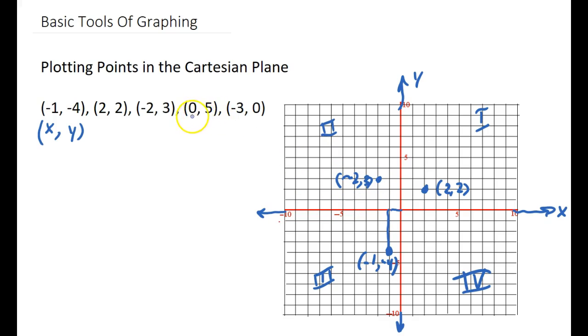0, 5, so this means I'm not going anywhere on the x-axis. That means I'm stuck on the y-axis. There's my point 0, 5. And finally, -3, 0. I'm not going anywhere in the y direction, so I'm going to be on the x-axis, and I go back 3. So there's my point, -3, 0.